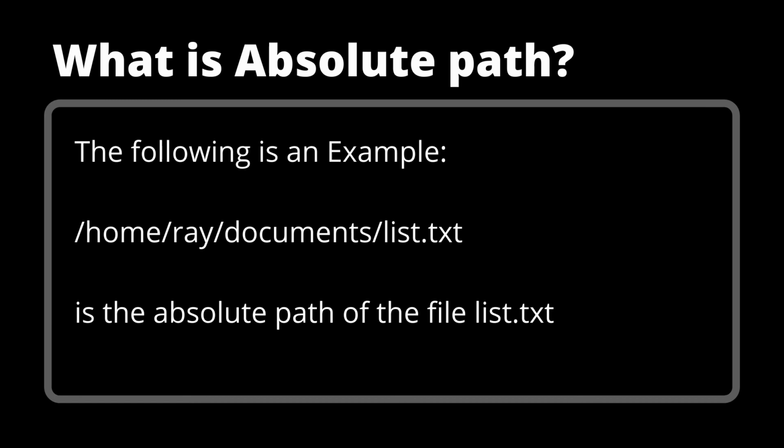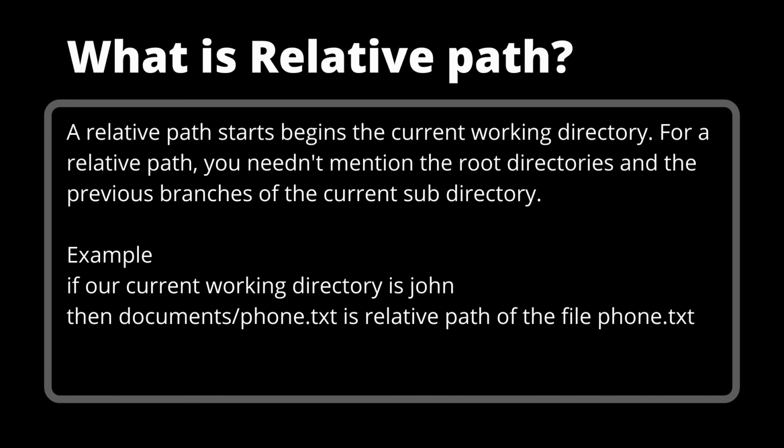But now what is a relative path? A relative path begins from the current working directory. For a relative path, you needn't mention the root directories and the previous branches of the current subdirectory. If our current working directory is John, then the document/phone.txt is the relative path of the file phone.txt. You needn't mention the root directory and all the directories before the John directory. Instead, you can just type the document/phone.txt and that's your relative path. That's the difference between the absolute path and relative path. For relative path, you needn't always mention the root directory and the path before the current working directory.